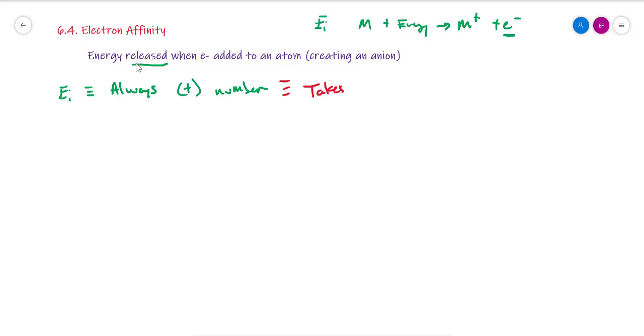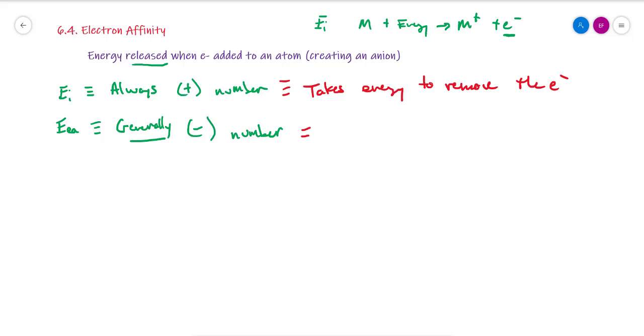Remember, ionization energy was when you had some metal plus an energy makes the cation plus an electron, so we're popping that electron off. Electron affinity is the opposite of that. That's when you have some atom and you add an electron to that and you yield an energy. And so for ionization energy, E sub I, this is always a positive number, which means it takes energy to remove the electron. That's in contrast to electron affinity, and we're going to call that E sub EA. This is generally, if not always, a negative number.